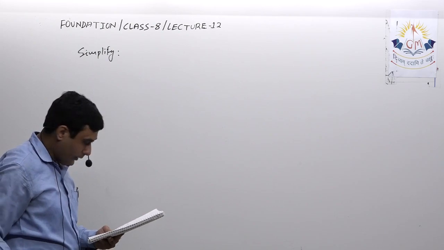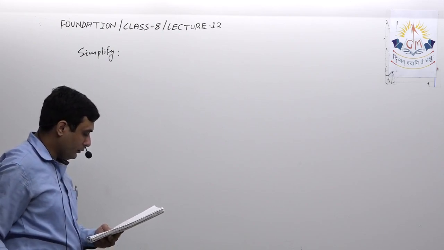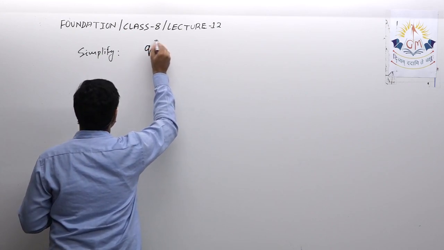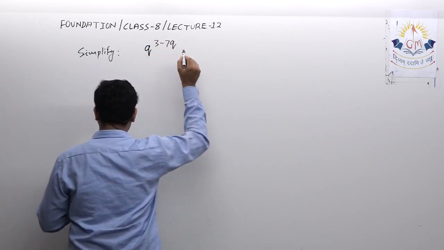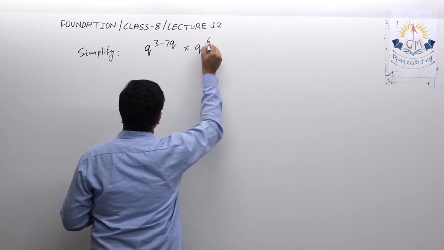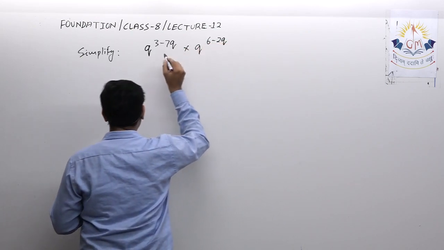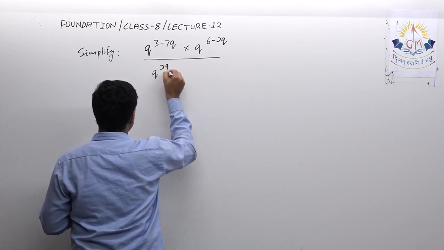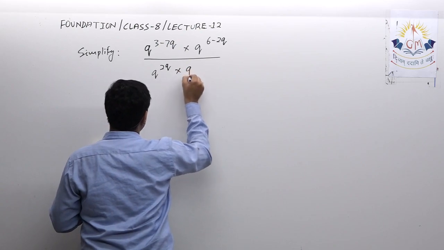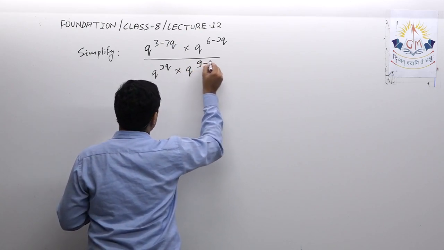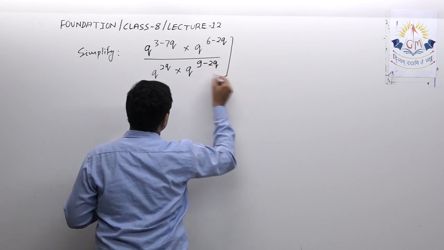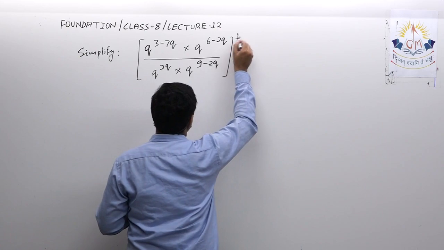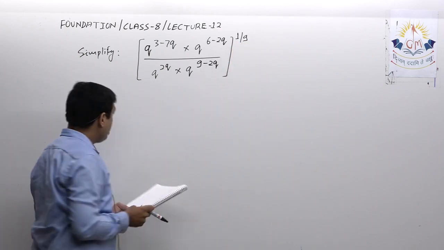Simplify q raised to 3 minus 7q multiplied by q raised to 6 minus 2q, upon q raised to 2q into q raised to 9 minus 2q. Okay, we have to simplify this expression raised to 1 upon 9.